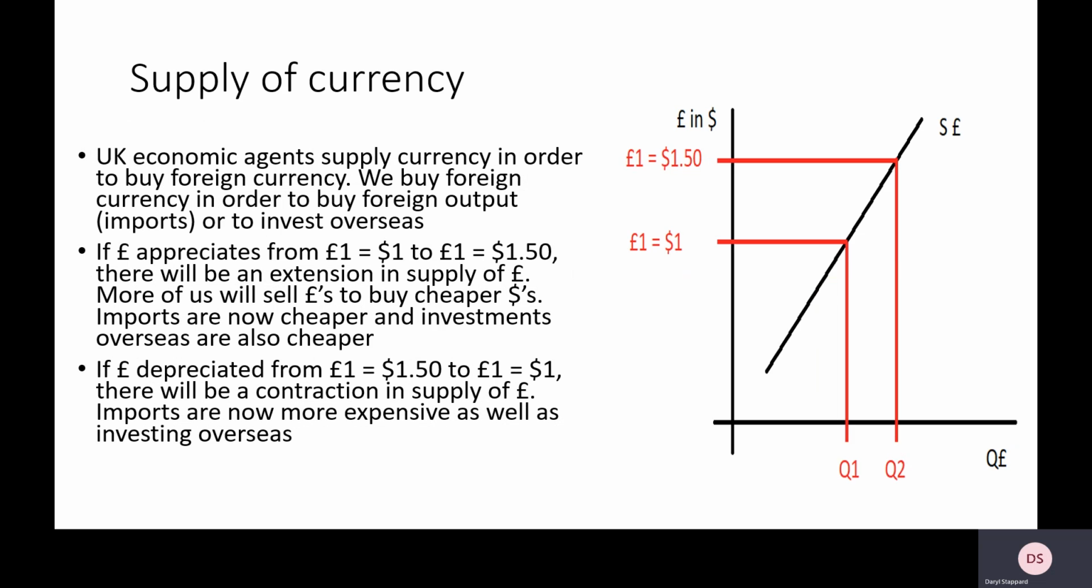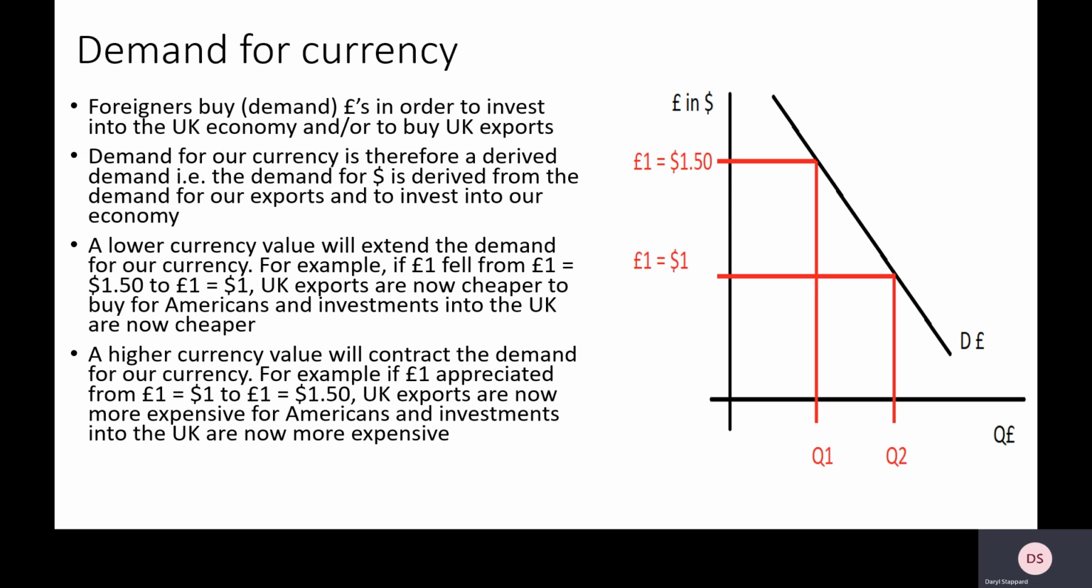Now, what I'm assuming here is that the only two economies in the world that exist are Britain and America. I'm building up a really, really simple economic model. Now, you've got to think about it. Why will foreign people want to demand our currency?